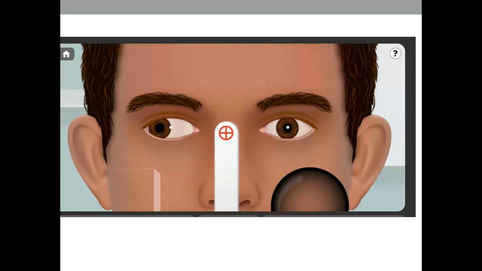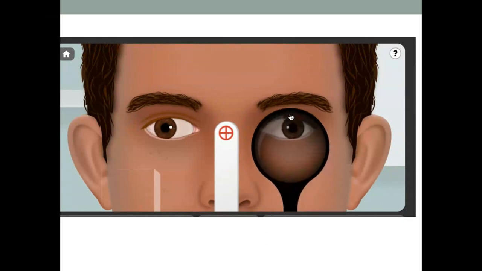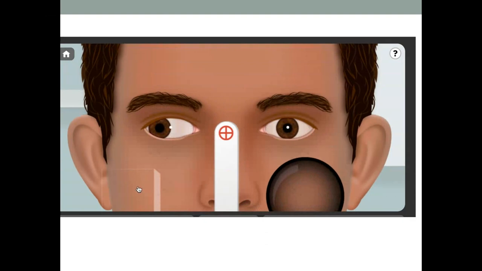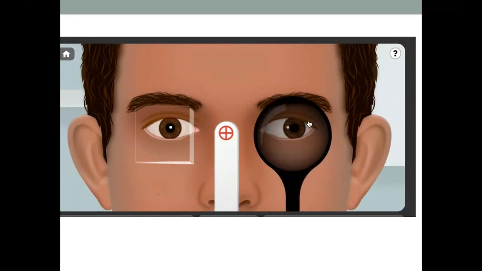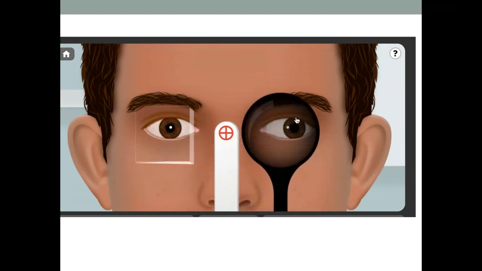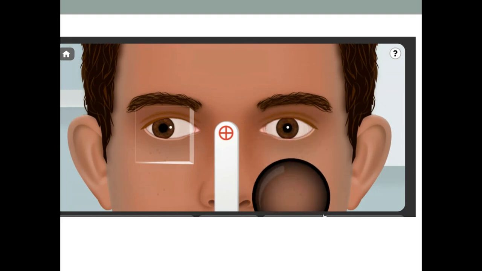So the prism cover test is going to combine the alternate cover test with a prism. First you do the alternate cover test. Then you're going to bring in prisms of increasing strength in front of the eye with the apex, which we're going to show you right now. The apex is pointing in the direction of the squint, because that eye was turned out when we started.